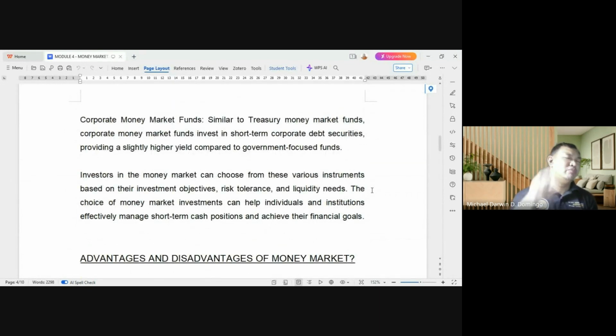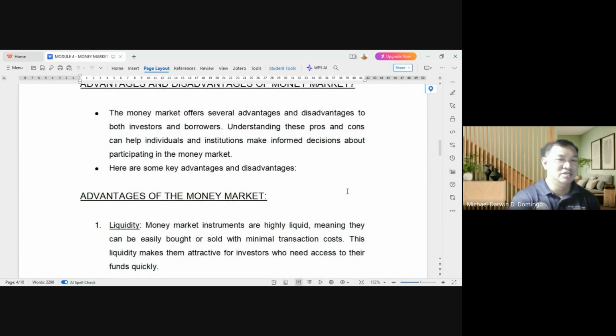Ayan. So yung corporate money market, the same lang naman yun sa municipal. Tsaka yung investors, yan. So we now go with the advantages and disadvantages. Ayan. The money market offers several advantages and disadvantages. One, understanding the pros and cons that can help individual and institutions. So that is a very good setup kung tutuusin. Okay? So talagang everybody now has a chance, a fair chance.